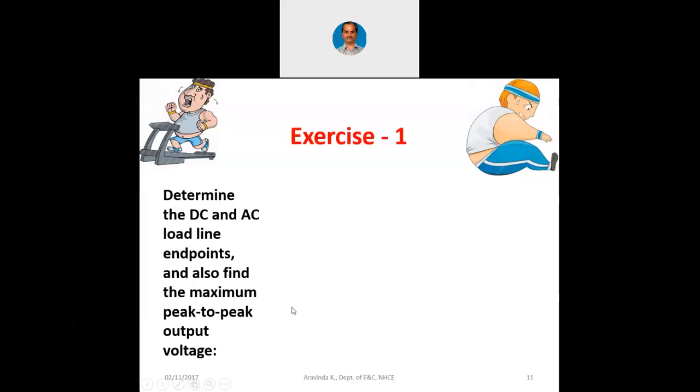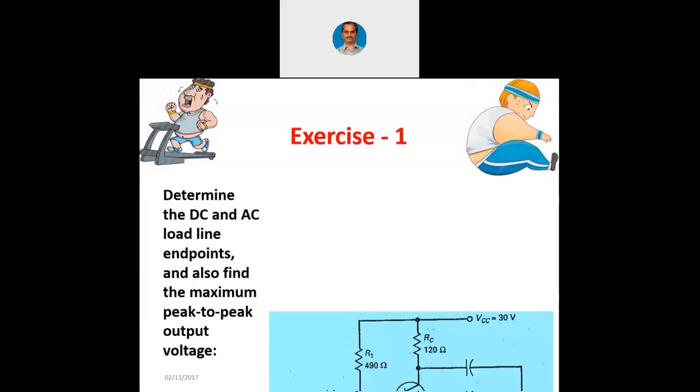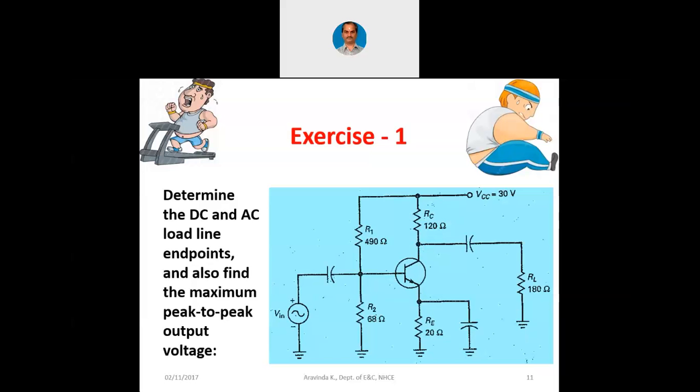It is telling determine the DC and AC load line endpoints and also find the maximum peak-to-peak output voltage. But what I feel is you can solve for DC load line. AC load line endpoints I will show, and the maximum peak-to-peak voltage also I will show. But I hope you can actually plot the DC load line. Can you do it? Now this is the circuit diagram where you can see all the resistors are in ohms.